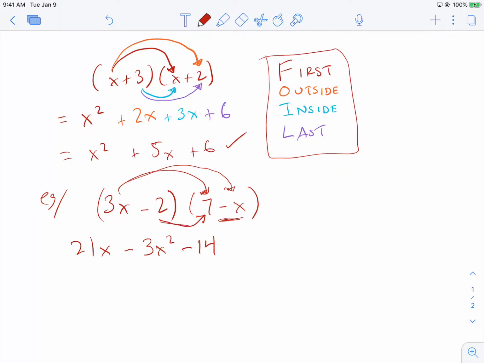So we take our last terms, negative 2 times negative x. Remember, that negative sign belongs to it. Negative 2 times negative x is going to give us positive 2x. And now we'll just clean up what's going on in here.